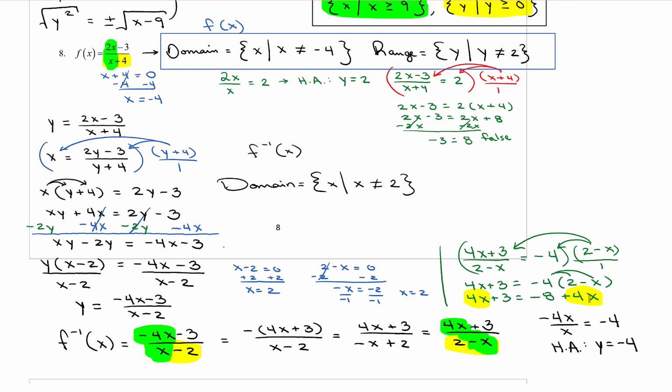So when I write out my range, I'm going to write the range as the set of all y such that y cannot equal -4. Okay? So hopefully that helps out with that problem.